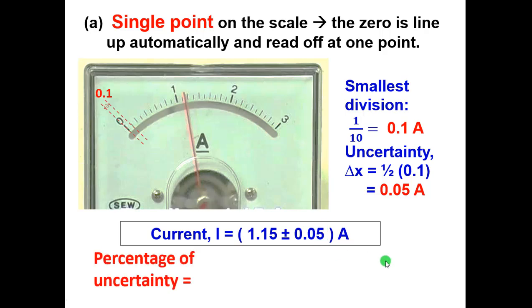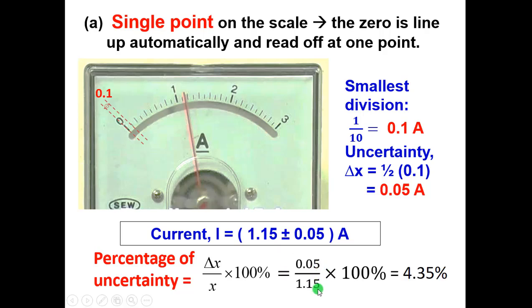The percentage of uncertainty can be calculated by taking the uncertainty divided by the value measured. So it will be 0.05 divided by 1.15 multiplied by 100%. So I get 4.35%.